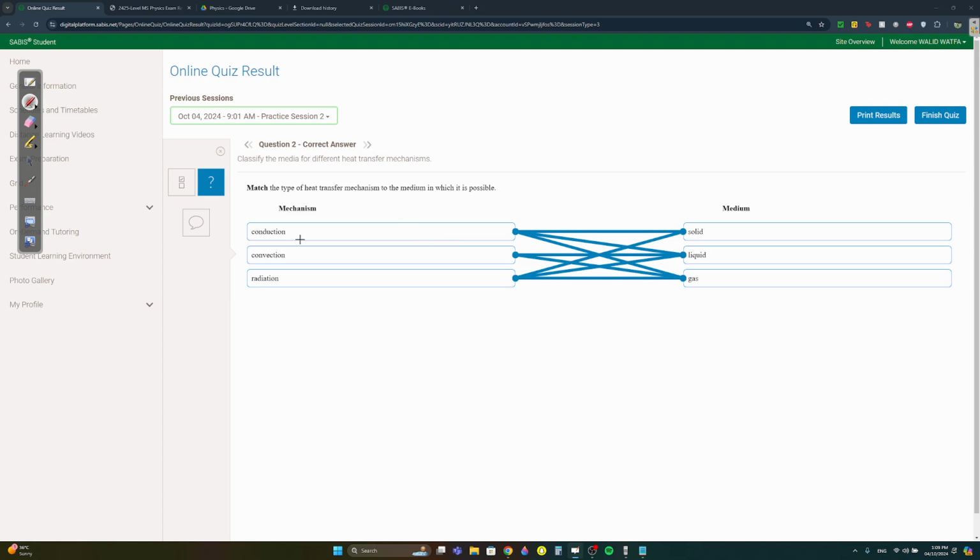Question 2: match each one to its state. We said conduction happens in solid, liquid, gas. Even though it's very slow in liquid and gas, it still takes place. Convection only happens in fluids, so liquids and gases. If they put fluids, that's correct. Radiation happens in all, so you match it.